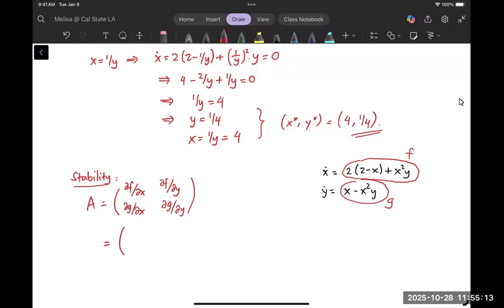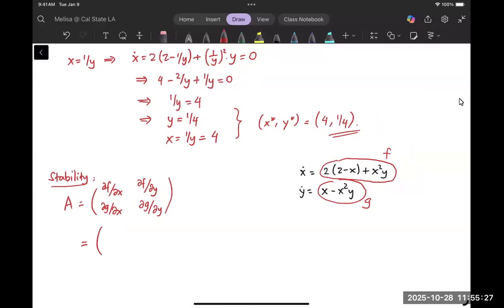So remember from calculus that if you take a partial derivative with respect to x, you treat x as your variable, and then y is just a constant, right? So if you look at f, if you distribute the 2, you'll get 4 minus 2x plus x squared y. So the partial of f with respect to x, where x is your variable here, what would that be? Minus 2 plus 2xy. Okay, y is just a constant here.